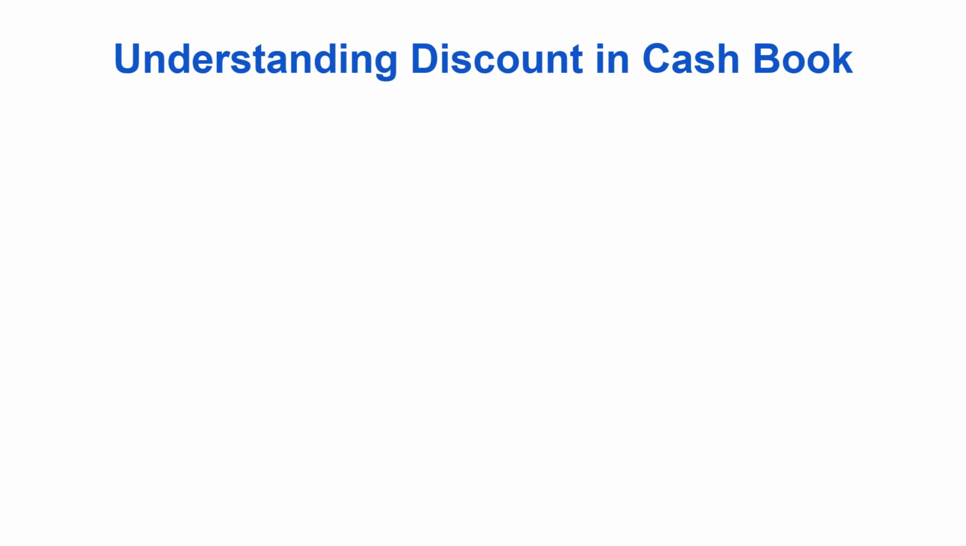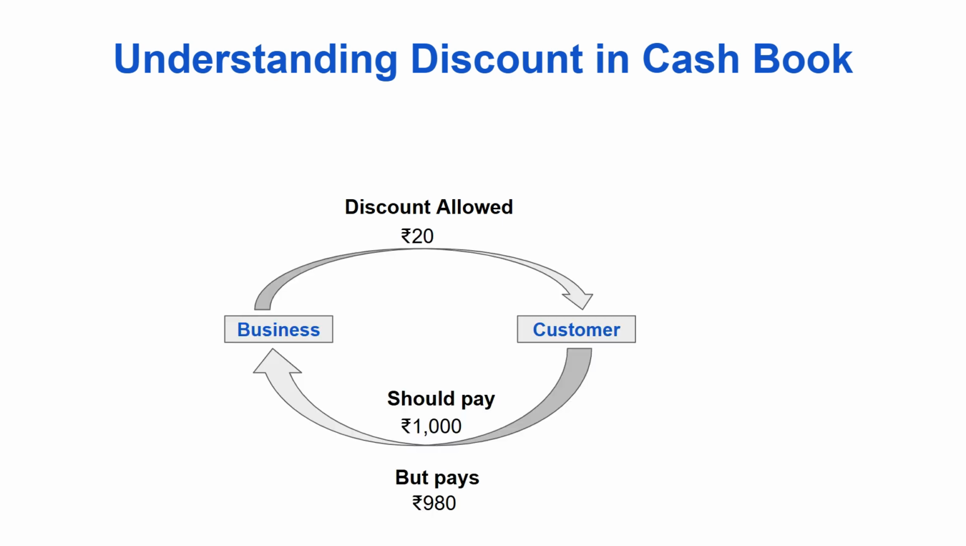Now let's make sure you clearly understand what happens with the discount column. Discount allowed, shown on the debit side, is an expense to the business because the business is allowing customers to pay less. For example, if a customer owes 1000 rupees but pays 980 rupees and you allow 20 rupees discount, then 980 goes to the cash column and 20 goes to the discount allowed column.